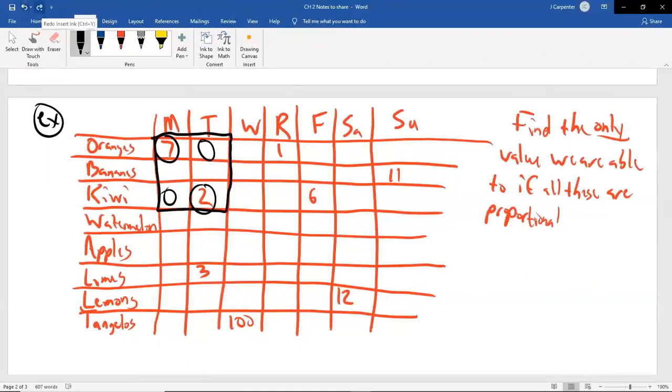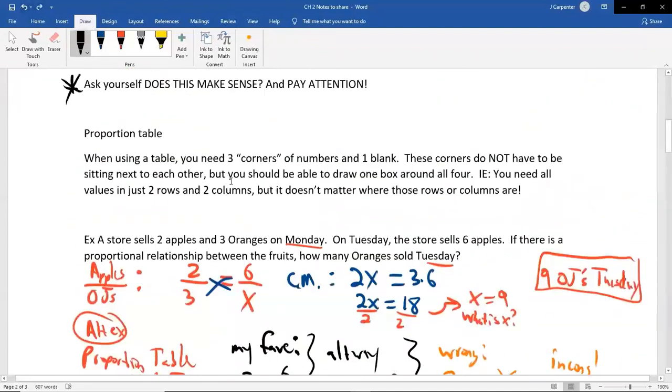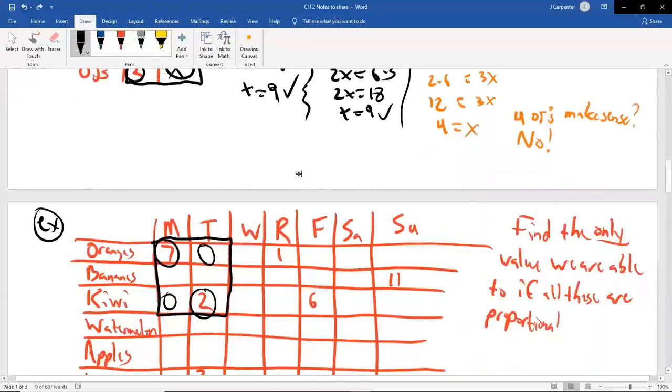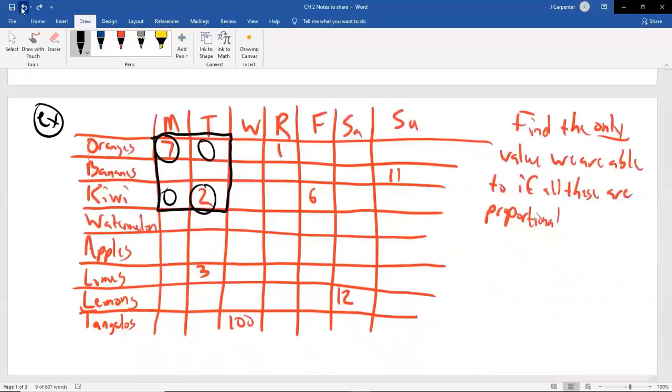But this box that I've drawn with the corners circled, 2 are numbers and 2 are blanks. If we wrote this out as a fraction, 7 over x equals y over 2, because these two things are different, you can't make them the same variable. That would not be a solvable equation that would give us a value. That's why it's important that when we draw that box, 3 of the corners need numbers and 1 of them needs to be blank. So that box fails.